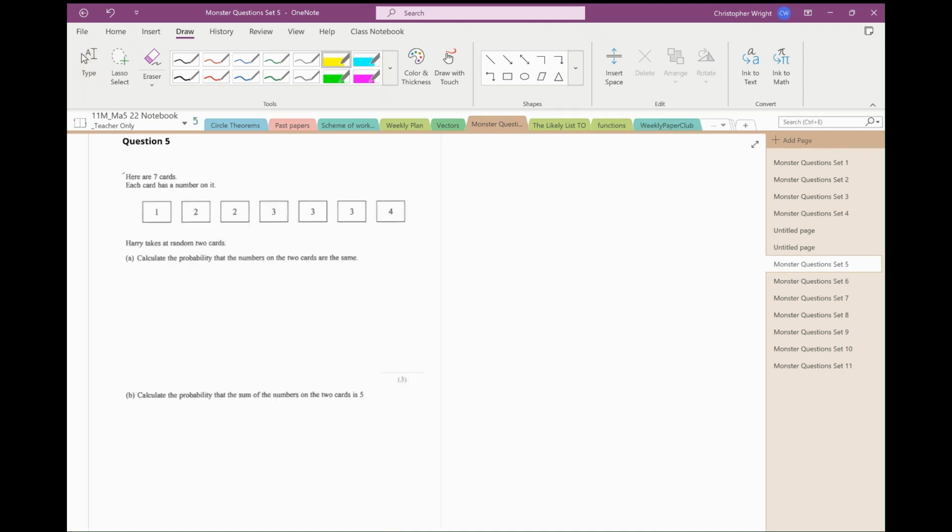Question 5. Here are 7 cards. 1, 2, 3, 4, 5, 6, 7. Yes, there are. Harry takes at random 2 cards. Calculate the probability that the numbers on the 2 cards are the same.